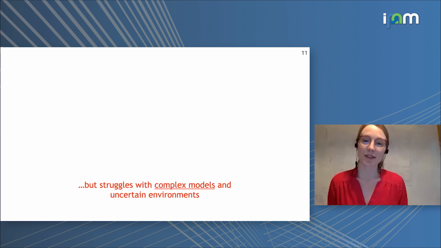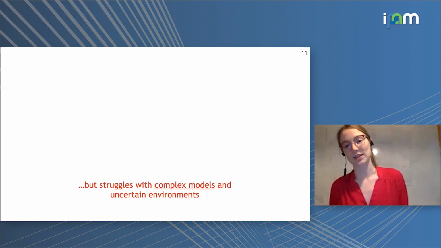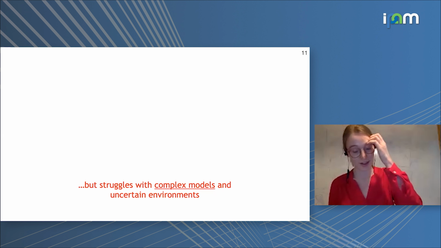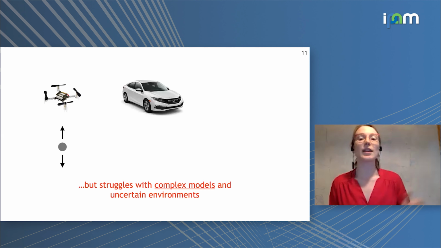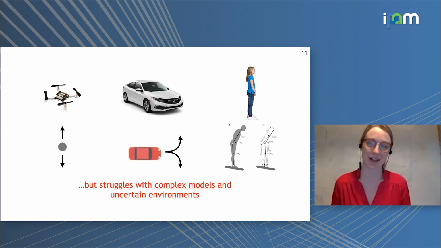On the complex model side, this is because of the curse of dimensionality. We're gridding up the state space. Every extra state adds exponentially more grid points. And so we often end up using very simplistic models of real systems that may not represent the full system dynamics when we do safety analysis over this.